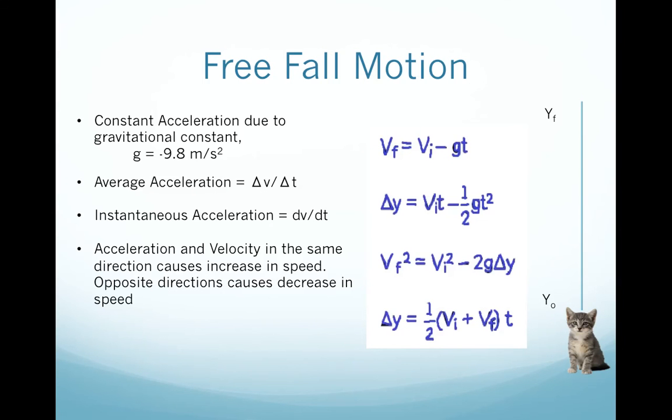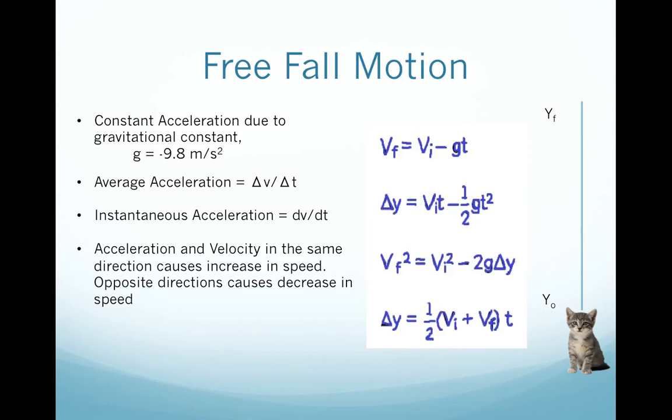The second example of Felix's motion is an example of free fall motion. In this example, we are going to assume that he moves straight up and down when jumping to get the string, and that there is no air resistance. Felix's position change in the y direction will be modeled under constant acceleration due to the gravitational constant g, which is negative 9.8 meters per second squared.